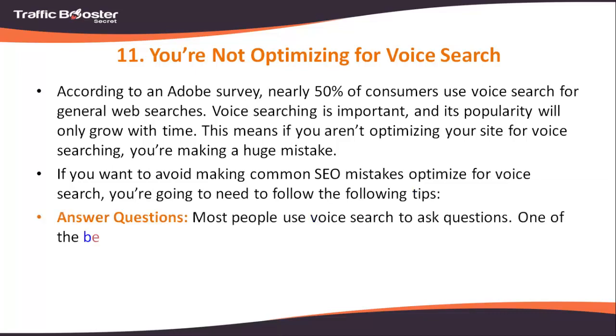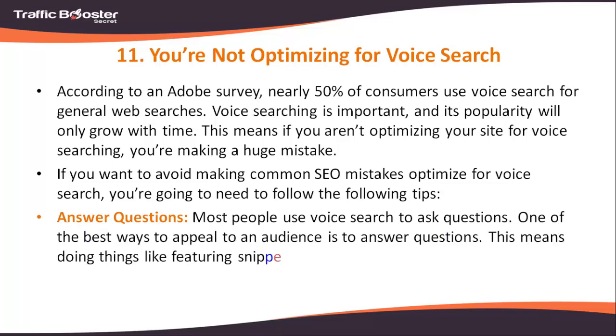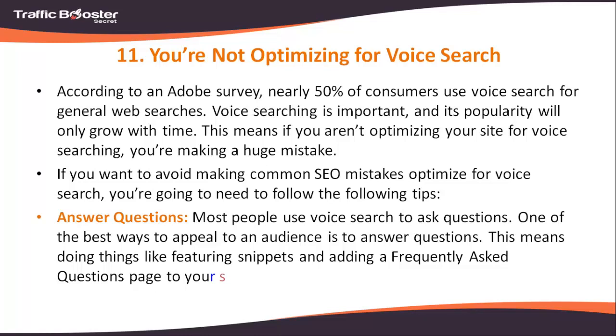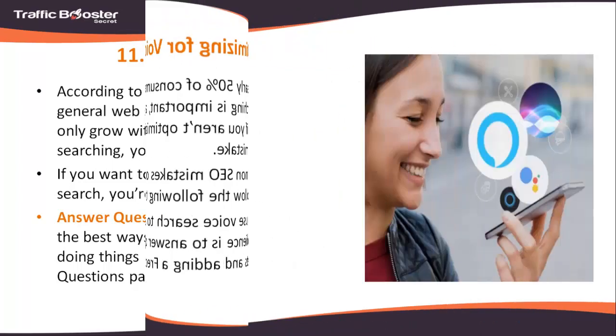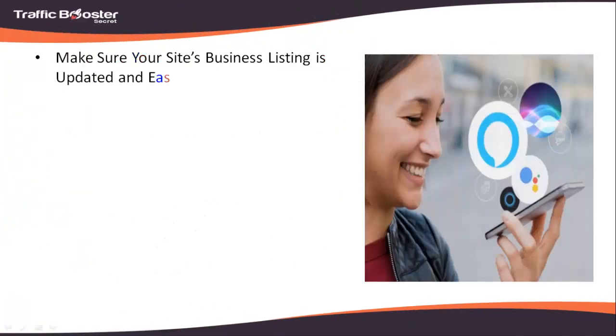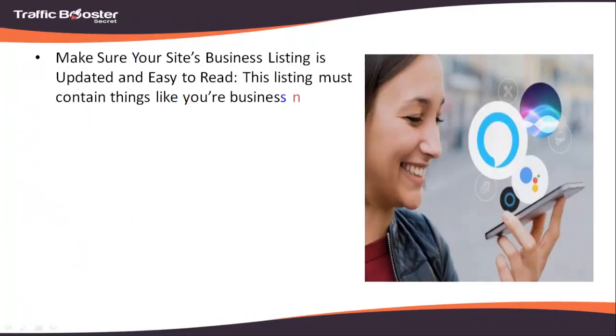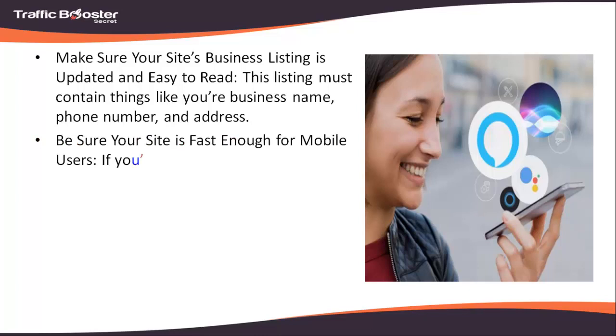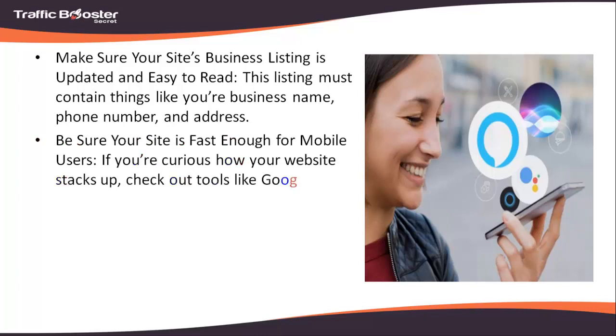Answer questions. Most people use voice search to ask questions. One of the best ways to appeal to an audience is to answer questions. This means doing things like featuring snippets and adding a frequently asked questions page to your site. Make sure your site's business listing is updated and easy to read. This listing must contain things like your business name, phone number, and address. Be sure your site is fast enough for mobile users. If you're curious how your website stacks up, check out tools like Google's Speed Update.